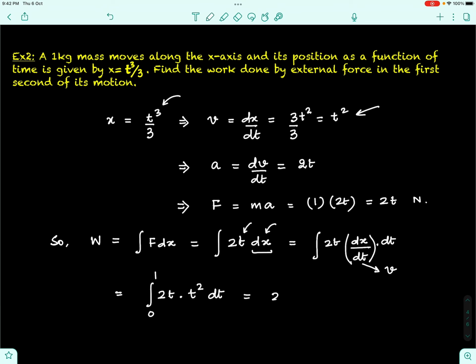We just take the 2 outside and it is integral of t cubed dt from 0 to 1. Integrate: 2 times t raised to the power 4 by 4, limits from 0 to 1, and this leaves us with 1 by 2 or 0.5 joules.